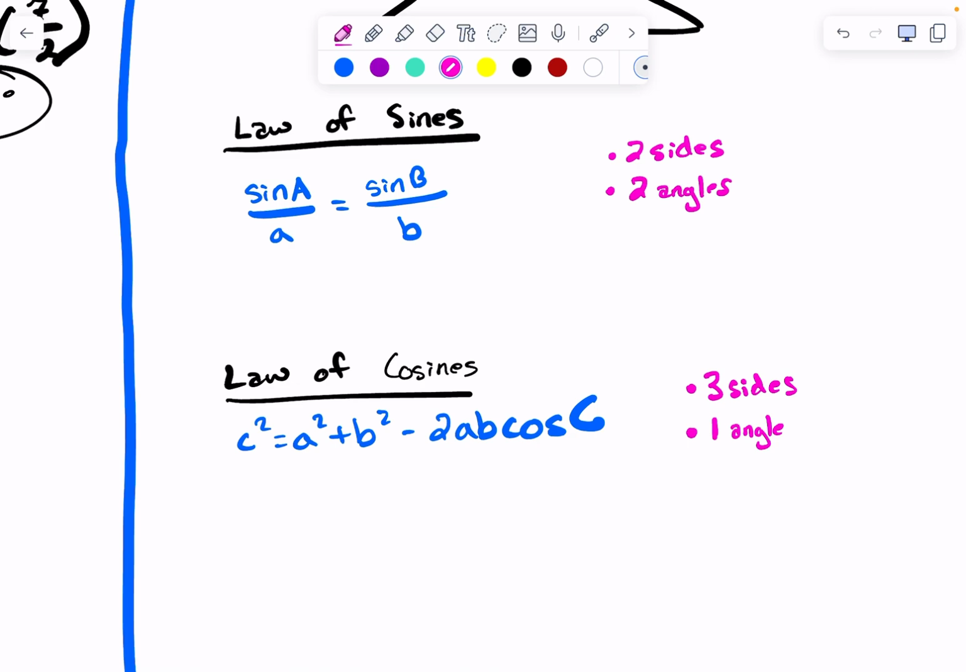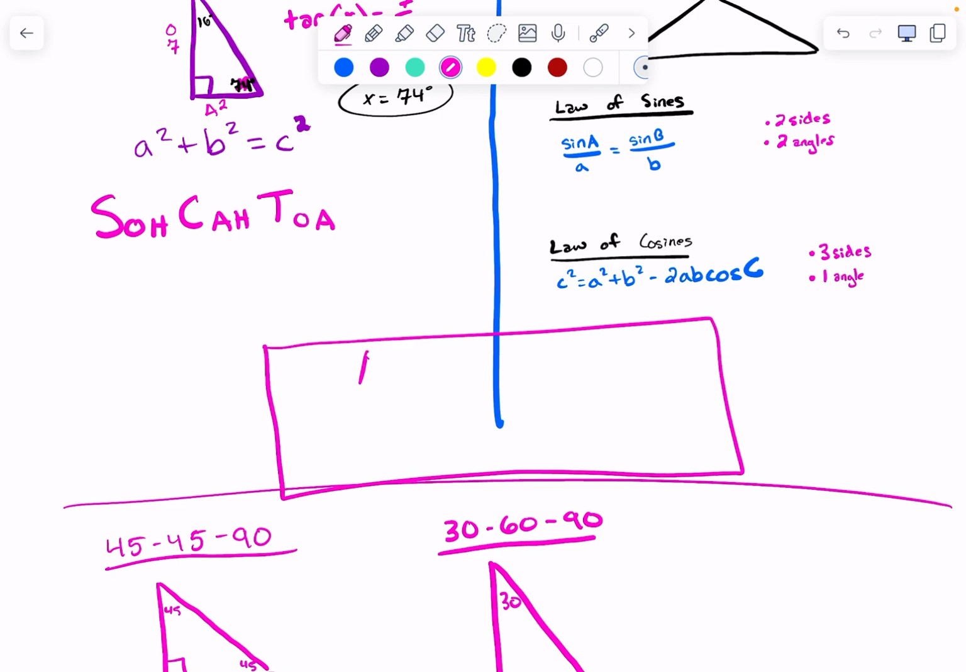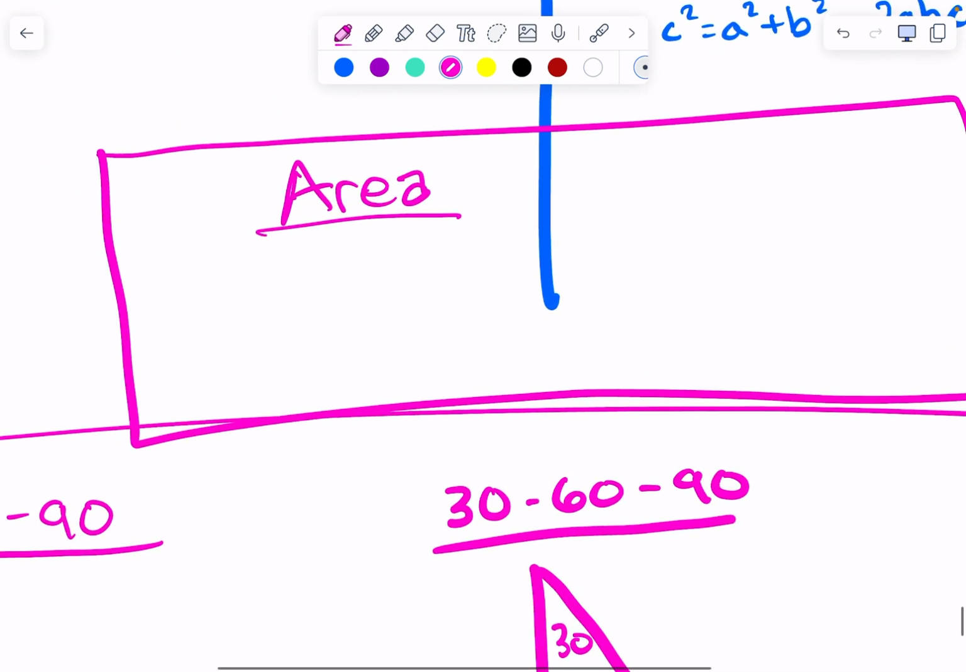Let's also go down here. I don't know if you have room or if you wrote a line. But I'm going to talk area. Area of a triangle. Area of a triangle is 1/2 base times height, right? But if it's not a right triangle or not a nice triangle, the area is 1/2 BC sine of A.